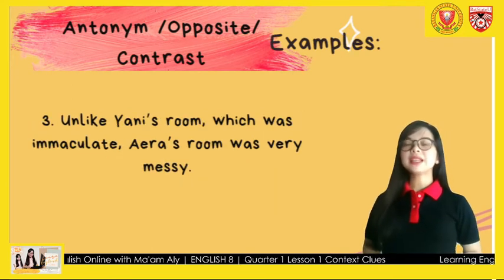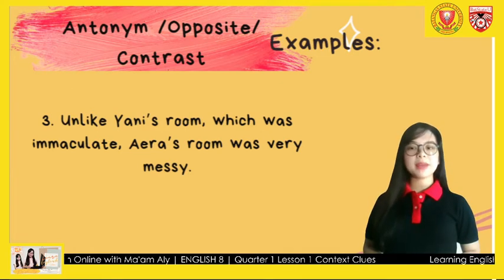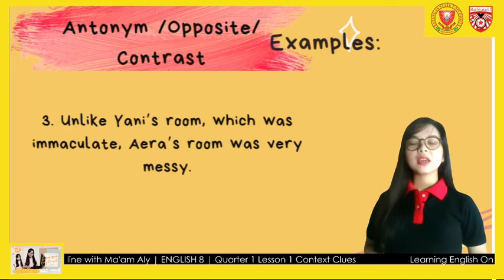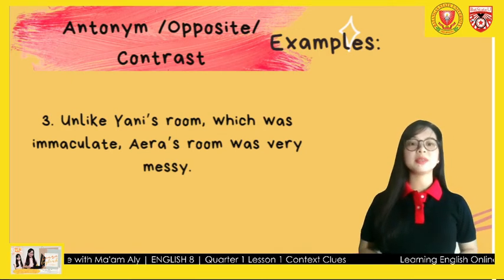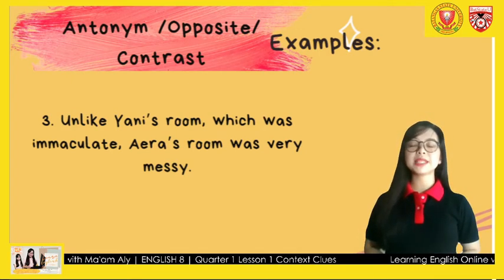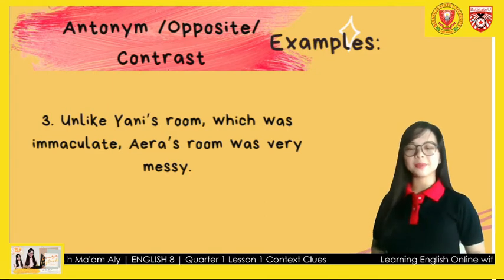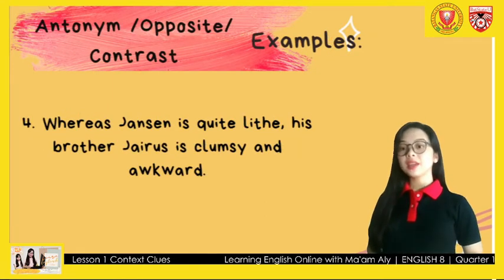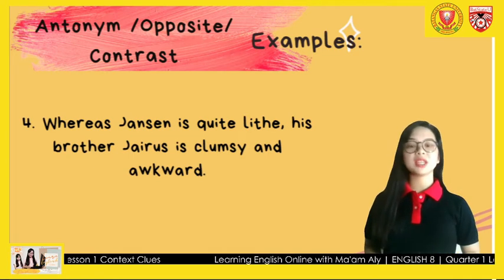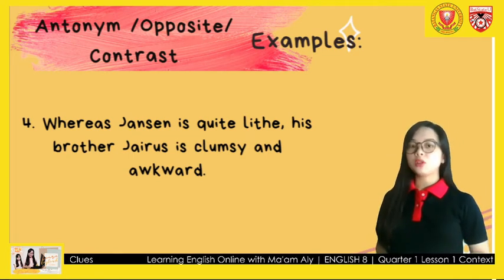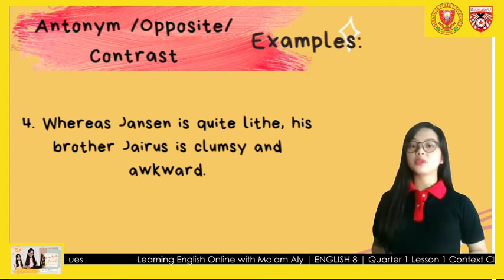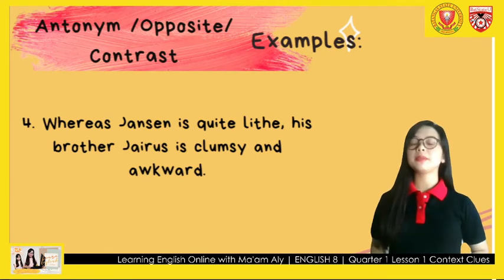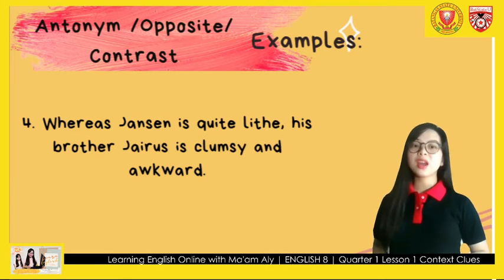Third, unlike Yanni's room, which was immaculate, Era's room was very messy. In this sentence, immaculate means clean, making the word messy or dirty its antonyms. For the fourth example, whereas Johnson is quite lithe, his brother Jairus is clumsy and awkward. In this example, the word lithe means gracefulness or graceful. Therefore, clumsy can mean ungracefulness or ungraceful.